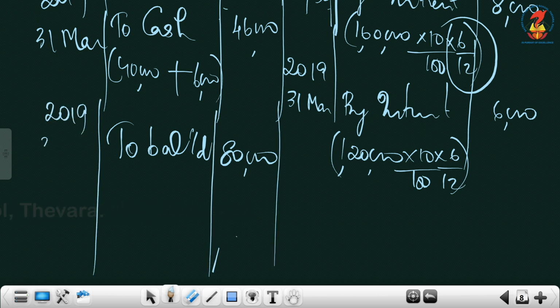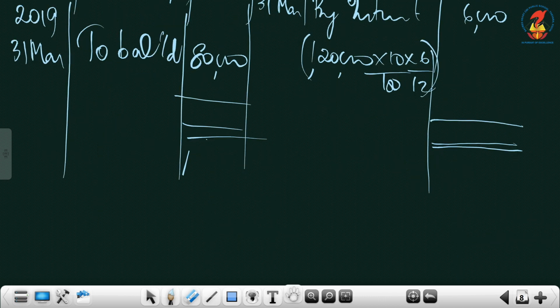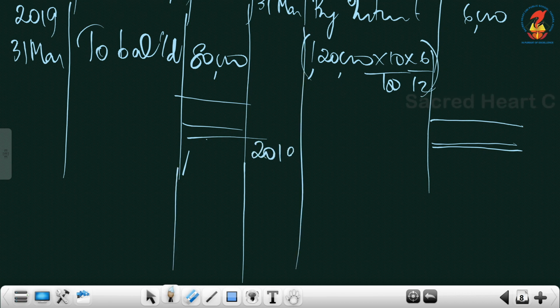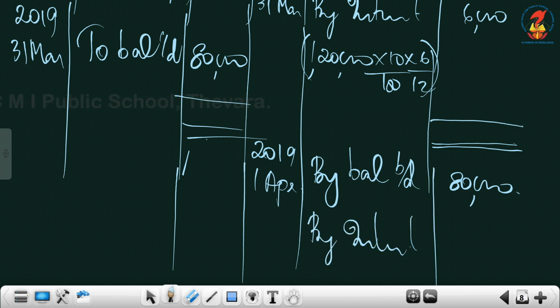So that is year ending 2019, 31st March, and now we can move on to the second year, that is 2019, 1st April. By balance brought down, we will take this balance brought down to the beginning of the next year, 80,000. Now we will provide interest. On which date? Again after 6 months. That will be on 2019 September 30th.